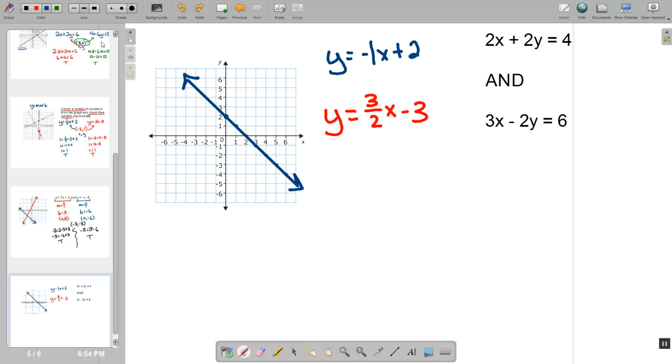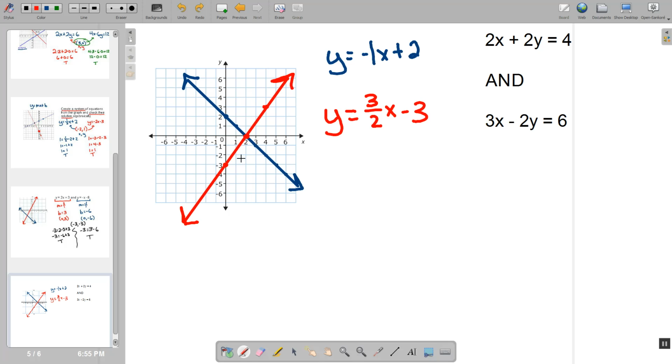So now let's graph the red line. So our b value here is negative 3. And my slope is positive 3 over 2. So I'm going to rise 1, 2, 3, and I'm going to run 2. And wouldn't you know, we actually hit right on the nose. That's pretty lucky, as it definitely does not always hit right on the nose. So let's finish graphing our line. So now we have graphed the two equations.